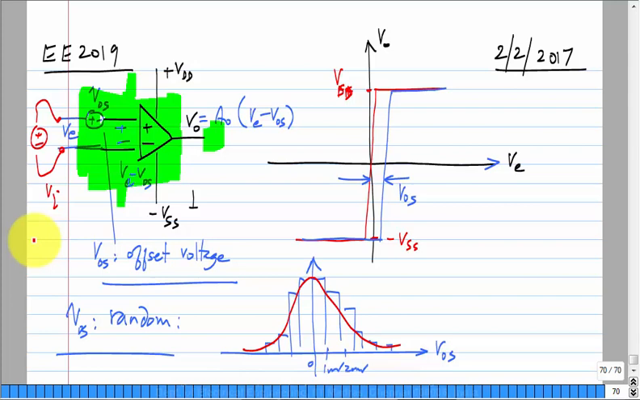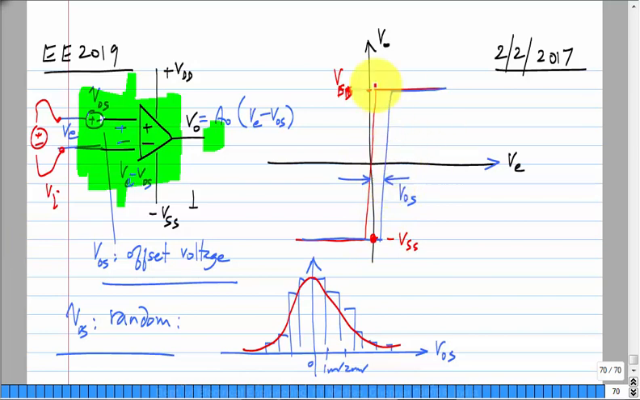VI gets added. So where will the output be if I apply a small input? You look at the two characteristics I have, right? If I apply VI equal to 0, what is the output? With the offset? Really? You look at the shifted characteristic. Where is it? Minus VSS. So it depends on exactly how much VOS is. But VOS itself will be a few millivolts or something. So what happens is it will be saturated simply because of VOS.